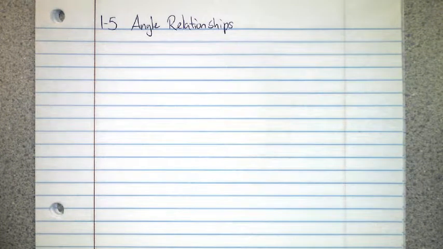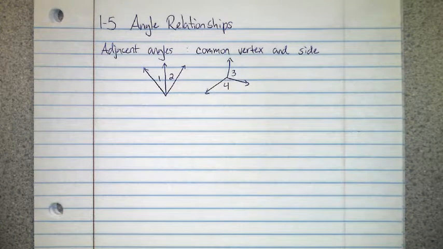Alrighty, so this is Chapter 1, Section 5, Angle Relationships. Now, before we get started, we have some vocabulary to get out of the way. Okay, so adjacent angles. These are angles that have a common vertex and a common side.